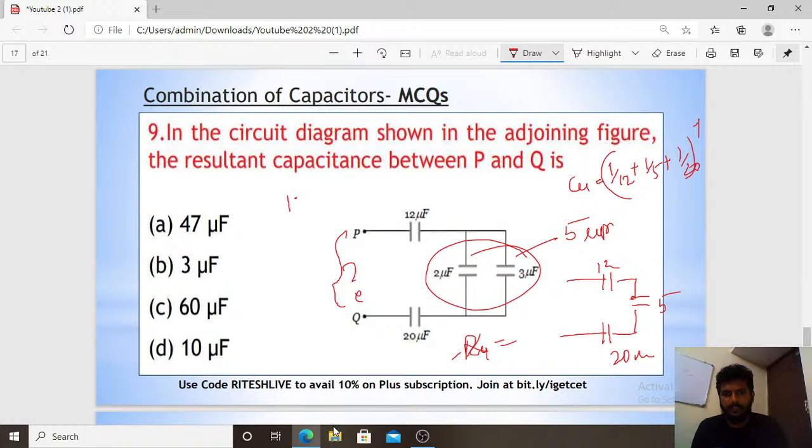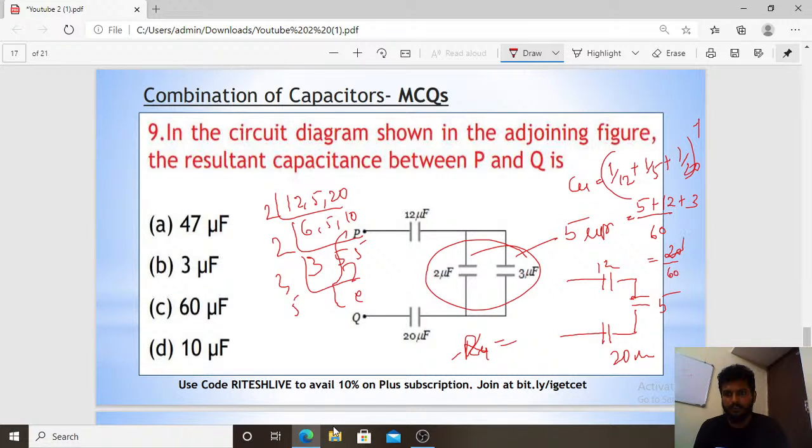Common denominator of 12, 5 and 20: 2, 6, 5, 10, 2, 3, 5, 5, 3 and 5, right? 15, 30, 60. So the common denominator is 60. 5 plus 10 plus 12 plus 3, right? 17, 17 plus 3, 20 divided by 60. So the equivalent is 3.